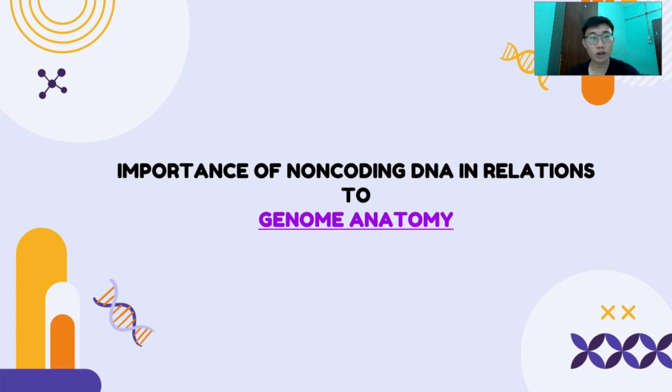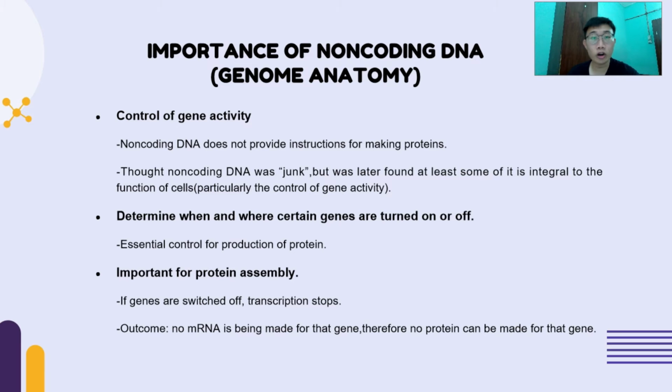Firstly, let's have a look at our first aspect, which is genome anatomy. The non-coding DNA controls the gene activity. This is because they do not provide instructions for making proteins. Scientists once thought non-coding DNA was junk with unknown purpose. However, it was found that at least some of it is integral to the function of cells, particularly the control of gene activity. They help determine when and where certain genes are turned on or off, whereby it is an essential control for production of protein.